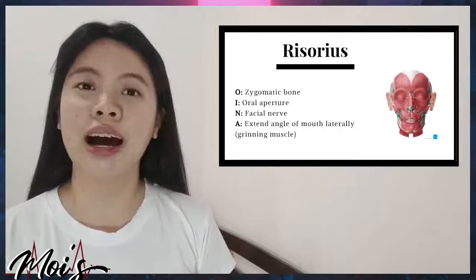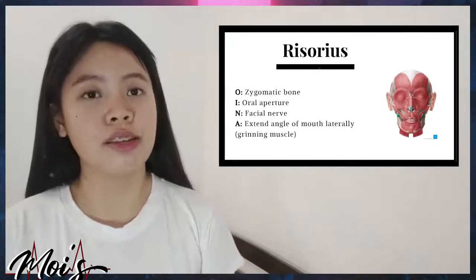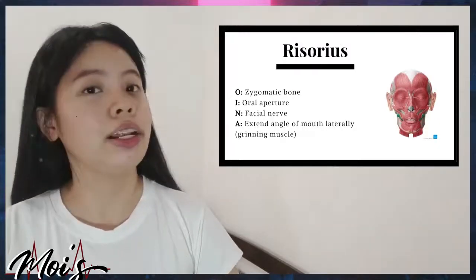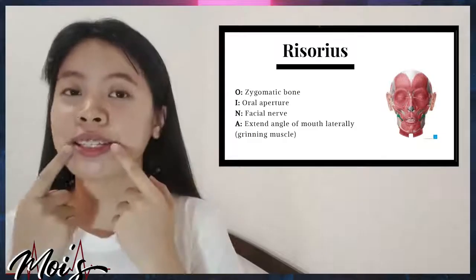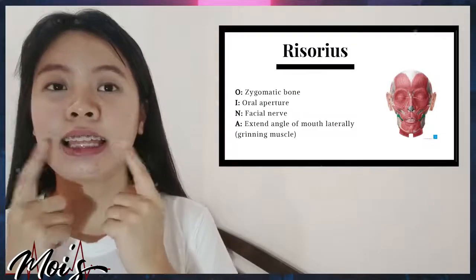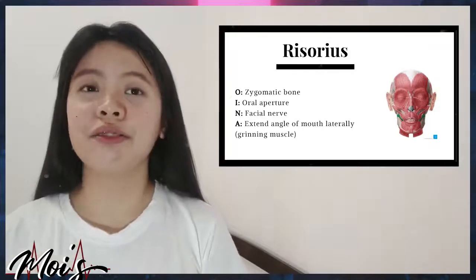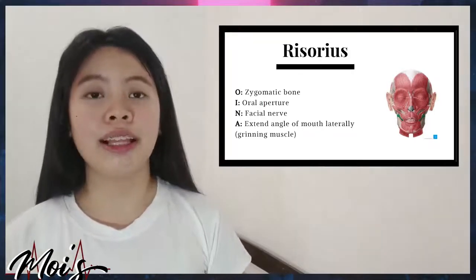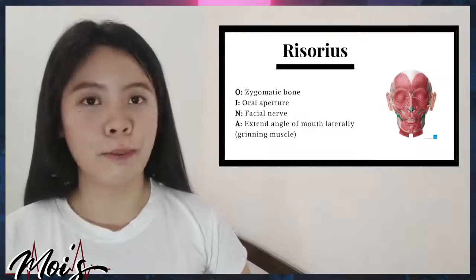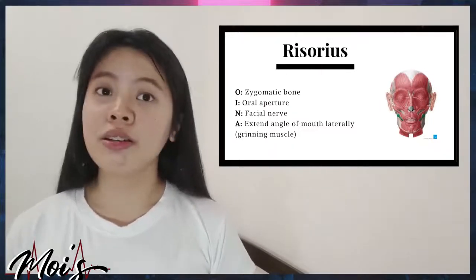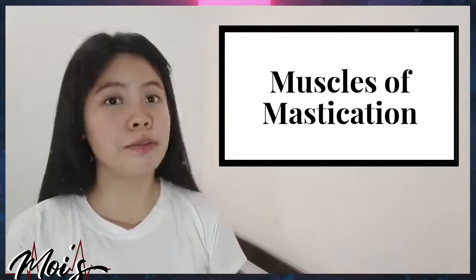Lastly, we have our risorius. This is also called our grinning muscle because it functions in extending the angle of our mouth laterally. This muscle originates from our zygomatic bone and it inserts into the oral aperture. The muscles of our facial expression and these dilators of our lips are all innervated by the facial nerve.